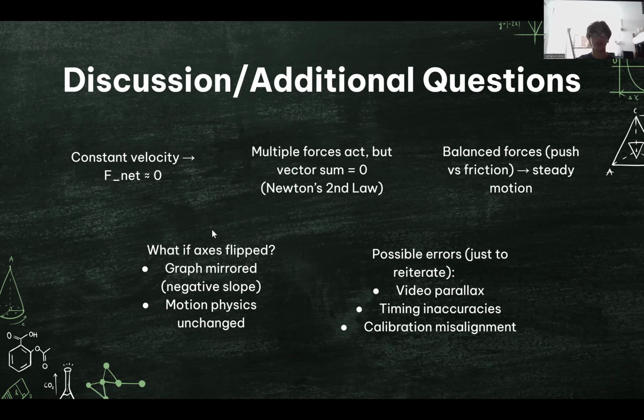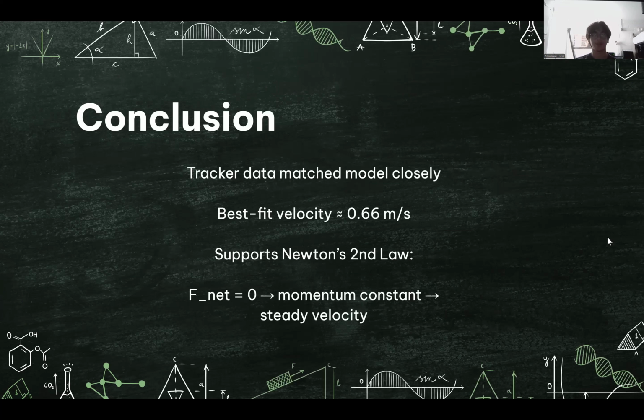What if the axes were flipped? Then the graph would have a negative slope, because as you could see in the other graphs, it had a positive slope. It was a direct correlation. But if the axis was flipped, it would go like that. It would be negative, and the motion physics would be unchanged. And then just to reiterate the possible errors: the video parallax, timing inaccuracies, and calibration misalignment.